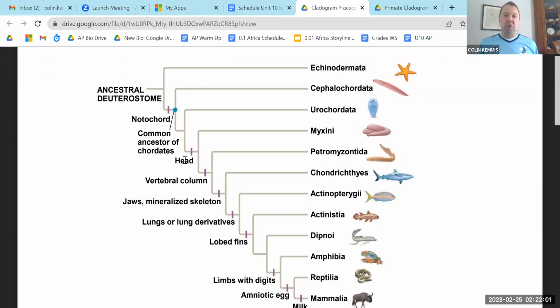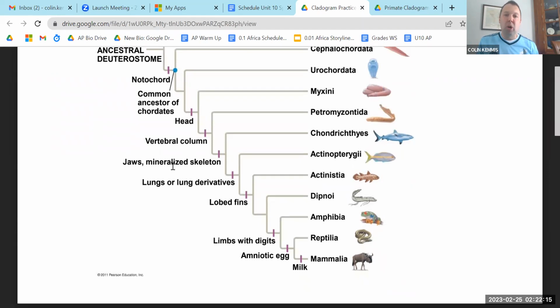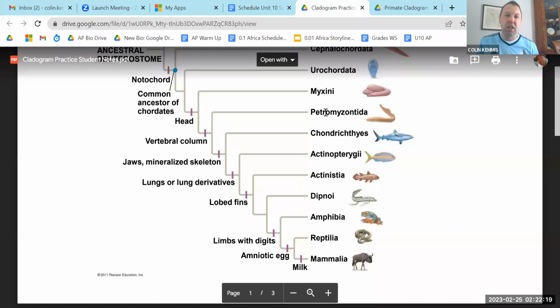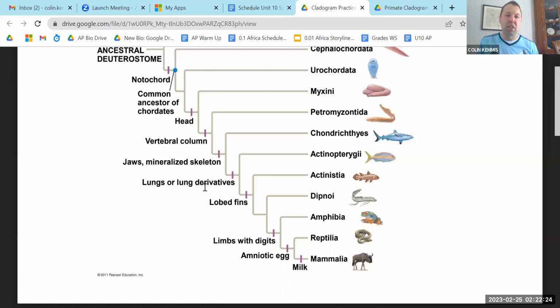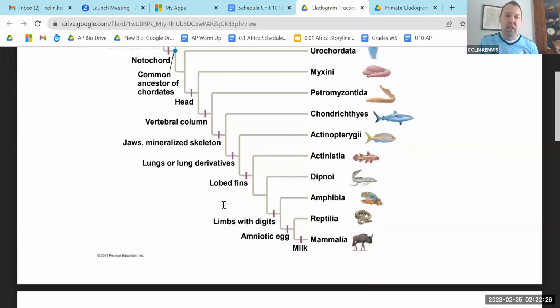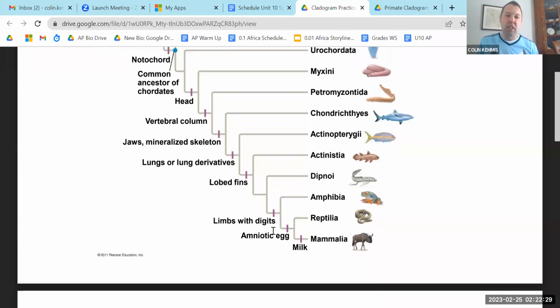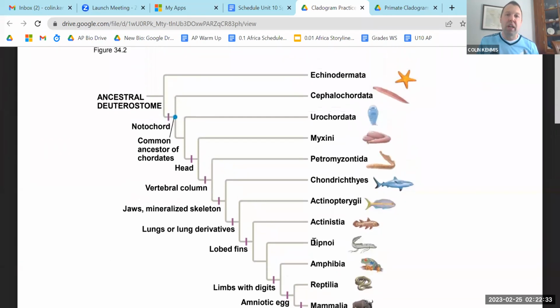Cephalization is the first heads, where we have eyes and a mouth. Vertebral column, the bony type of vertebra. Full jaws: these would be jawless fishes here, and everything else would have a jaw. Lungs, lobed fins, limbs with digits, amniotic egg, and milk. Only mammals would have milk there. That's kind of how you read this one.